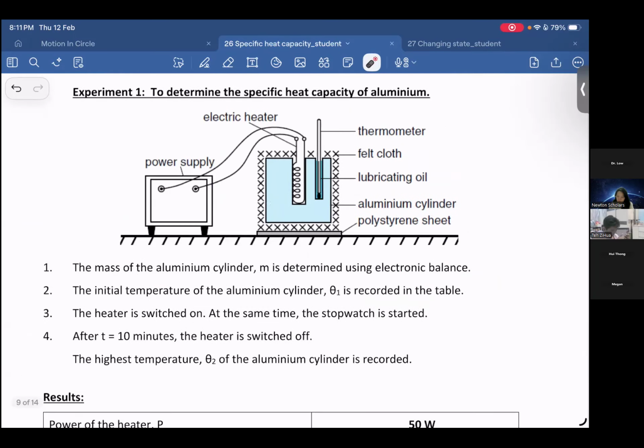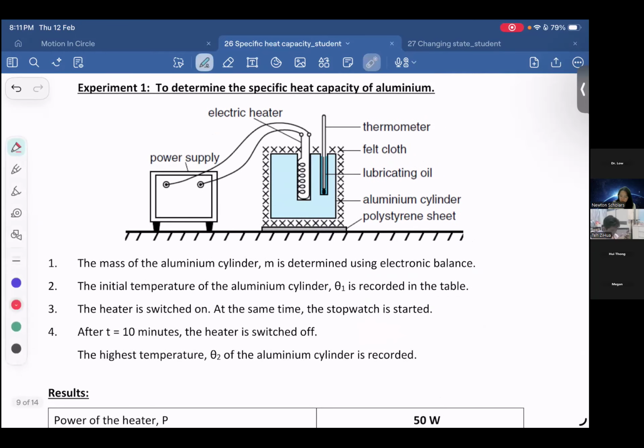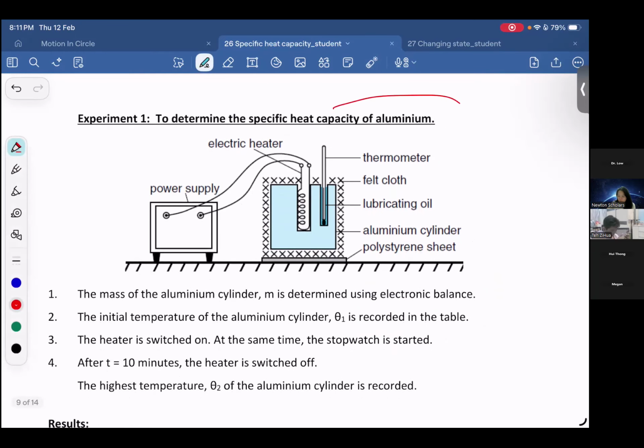Okay, so the experiment. Previously, when we talked about the formulas involving specific heat capacity, we had two. One is called E equals mc change in temperature. E is the energy, but sometimes the question doesn't provide the energy directly. They tell you that we supply the heat using a heater, the heater power rating is so and so, and we heat up for 10 minutes. So how can we find the energy?